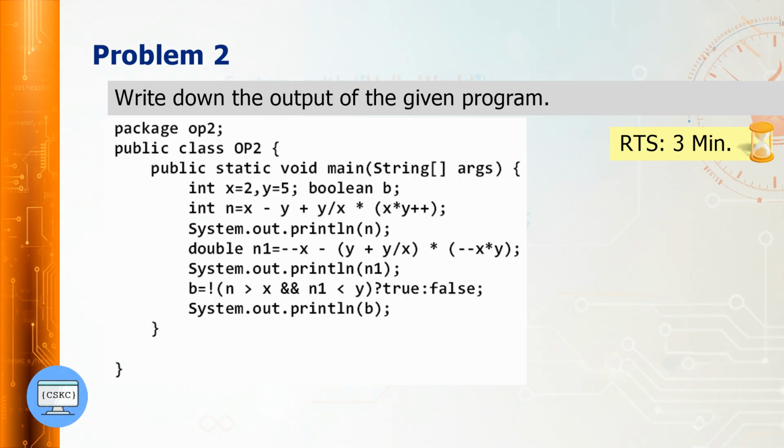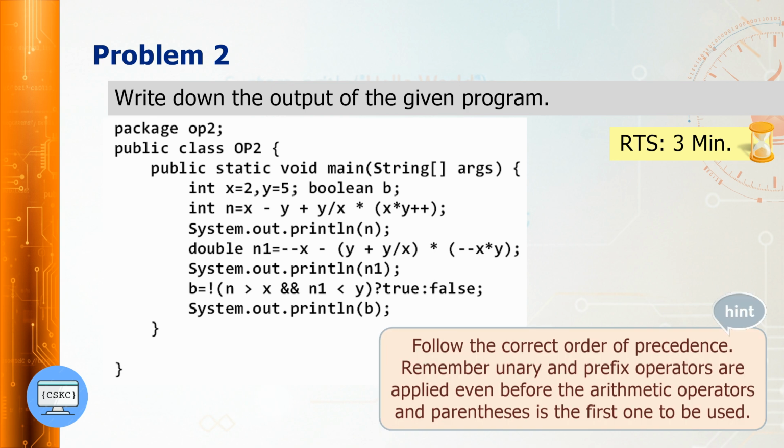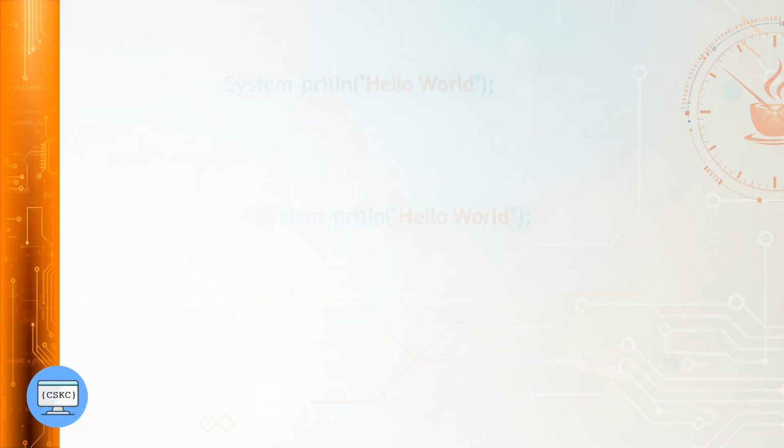Here is another problem for you. Please pause the video now and try to solve the problem. Play it further when you need the hint. Follow the correct order of precedence. Remember, unary and prefix operators are applied even before the arithmetic operators, and parenthesis is the first one to be used. Pause again now. Replay further when you are ready with the answer.